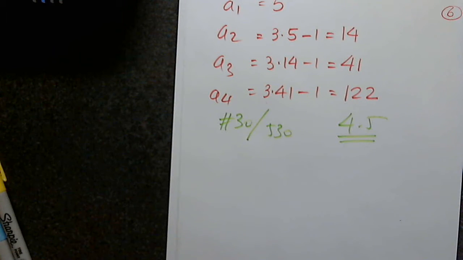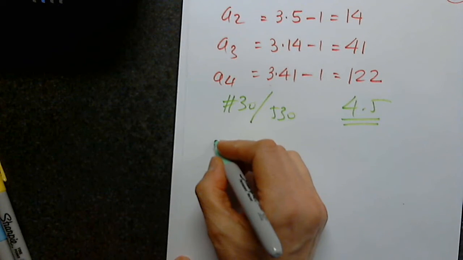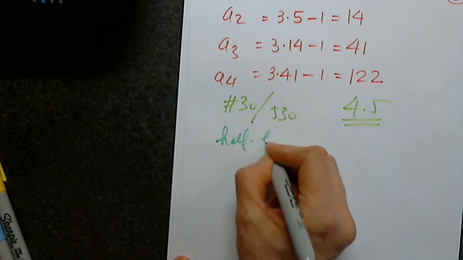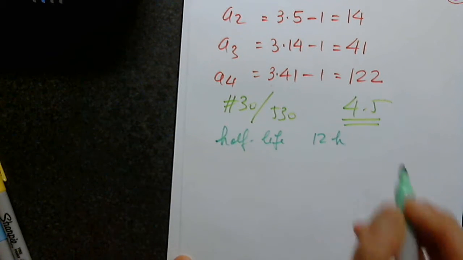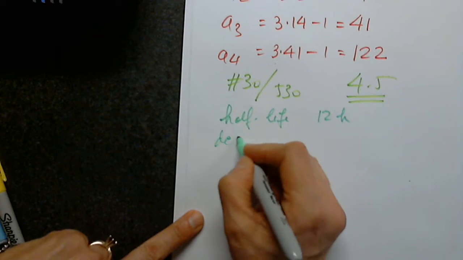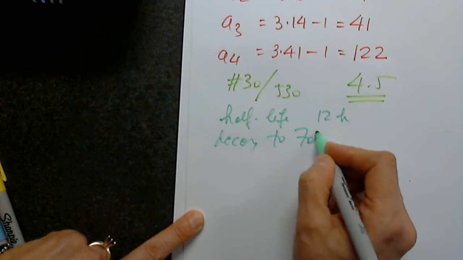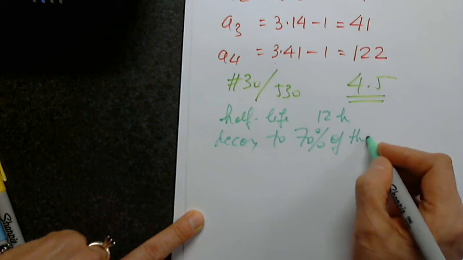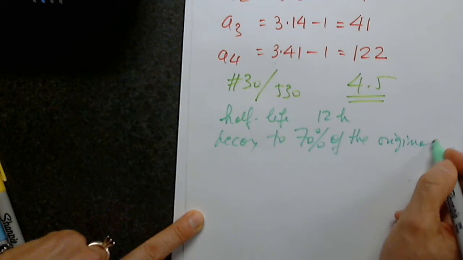Okay, so let's read the problem. The half-life of aspirin in your bloodstream is 12 hours. Take notes when I read. Half-life, 12 hours. How long will it take for the aspirin to decay to 70% of the original dosage? Decay to 70% of the original amount.